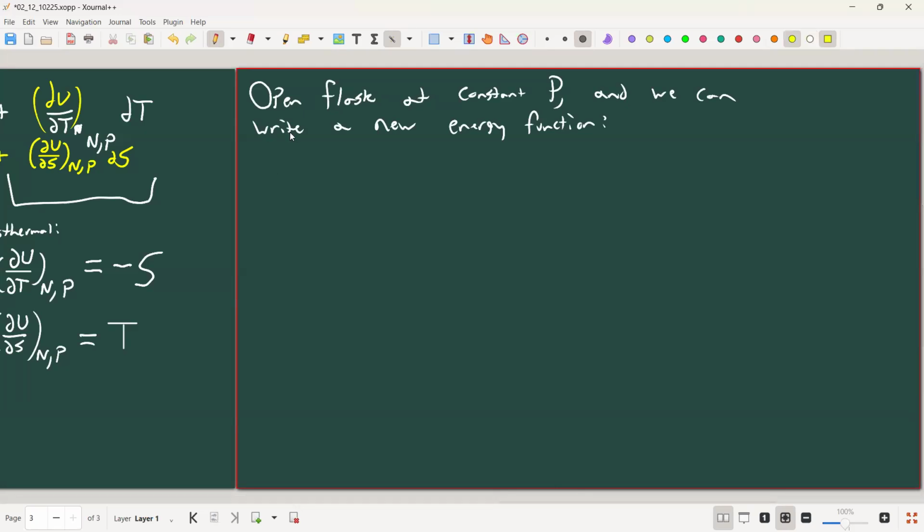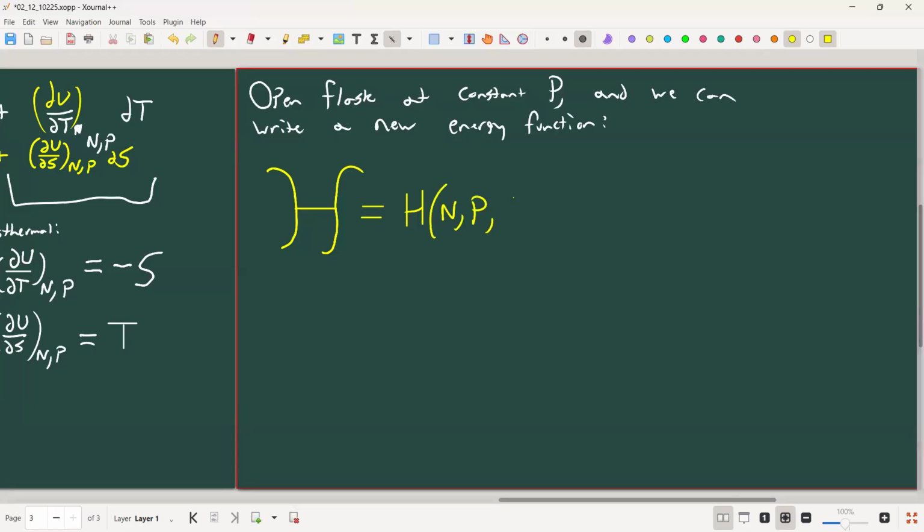Which we'll call H. I like to give it little squigglies. H, which is a function of N, P, and T or S, whichever one you prefer. And we're going to define it to be the total energy of the system plus the energy generated from PV work. Right? I have a plus sign here.